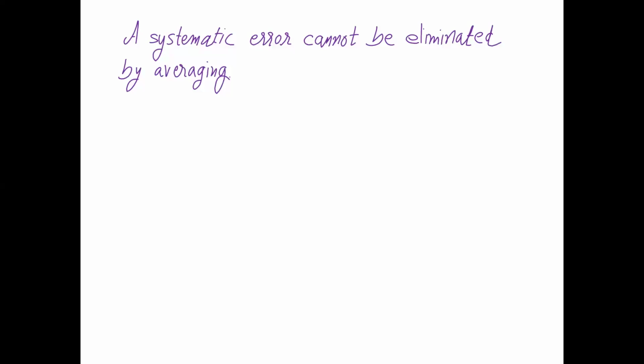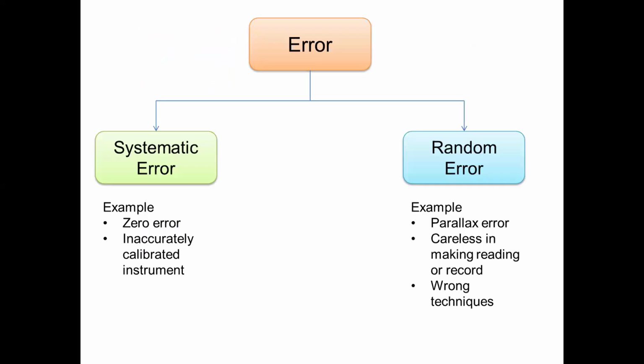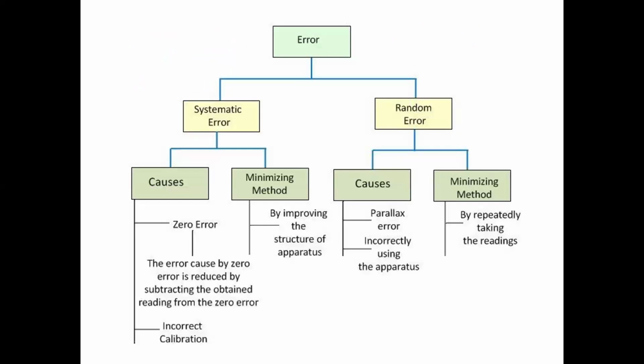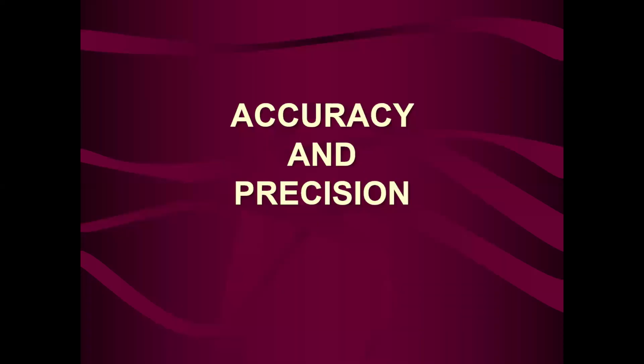Even people have a famous perception that parallax error is a random error. That's a wrong perception. Parallax error is random only when it fluctuates. A systematic error cannot be eliminated by averaging. Now, these are the two types of error. I will share this conceptual sheet so they can be recorded.